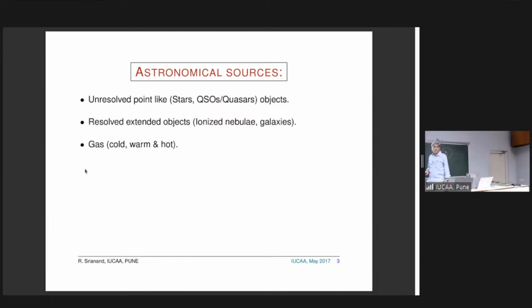Resolved objects, basically there are two kinds of resolved objects you will study. One is ionized gas in our galaxy itself. If you take pictures, you would have seen beautiful pictures taken by Hubble, Horsehead Nebula and so on. These are extended objects, extended regions, which are ionized by stars in them, and they emit radiation, and you see them in different shapes. These are excited gas which is present in our galaxy itself. The other set of extended objects are galaxies which are far away from us. You see the full galaxy, and they look like extended objects. Okay? When you consider gas, which is very important, you have to worry about it when you are talking about astrophysics.